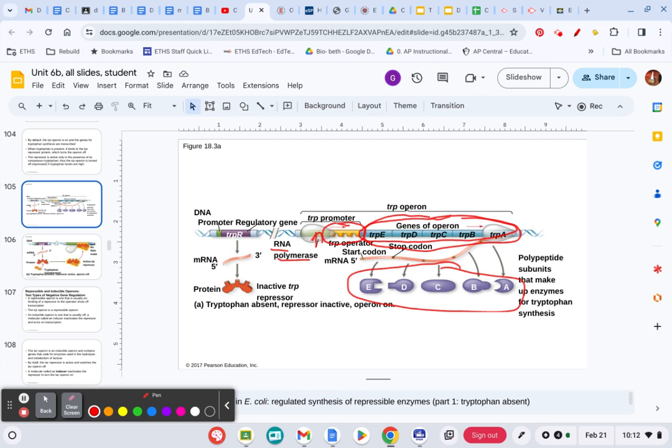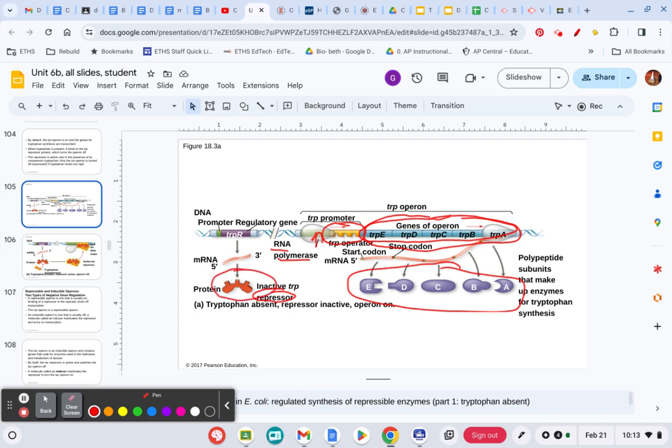The reason that is happening is because there is a feedback mechanism that you can use to help control whether or not tryptophan gets needed. And that feedback mechanism is this little thing called the repressor. And the repressor is a protein. Its job is to turn off gene expression, gene transcription, whenever there's enough tryptophan. If there is not enough tryptophan, it will stay inactive.